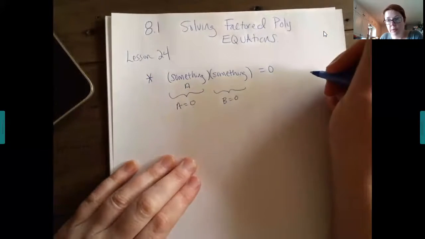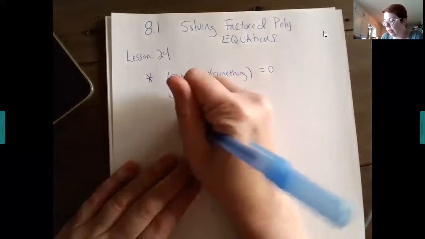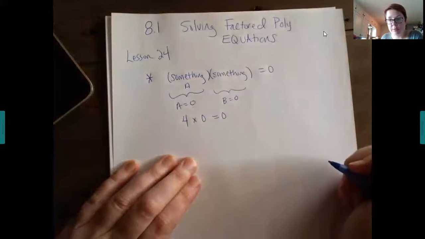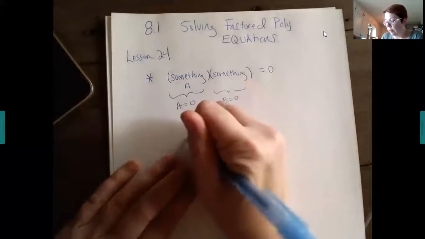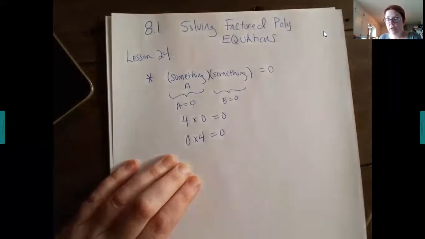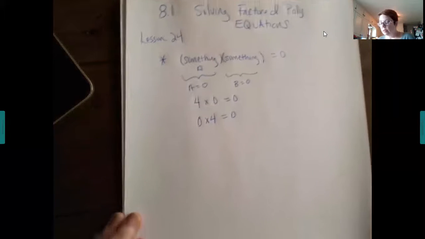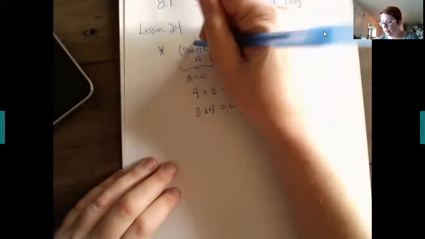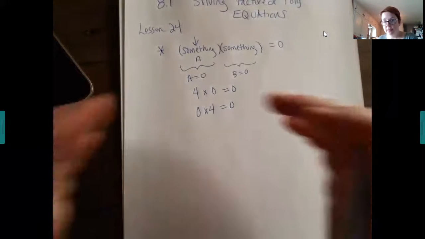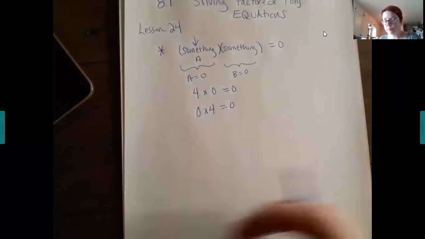So if we kind of put some numbers to it, if we say that this is 4 times 0, you know our answer is going to be 0. If we have 0 times 4, we also get 0. So what that means is when we have our something inside, that means we have a variable. And we want to find out what value would make that something become 0.